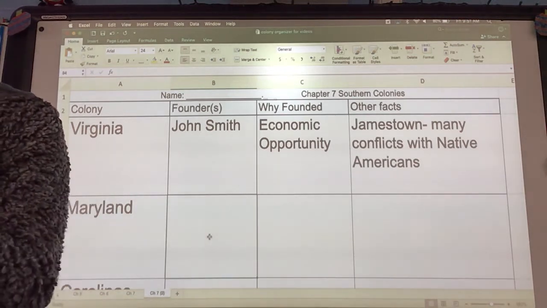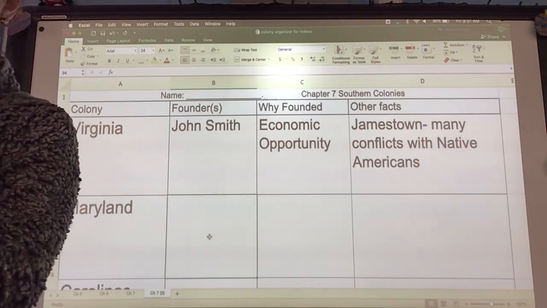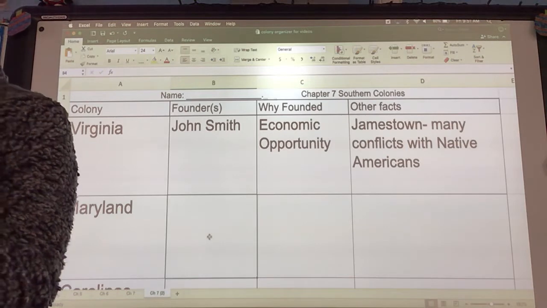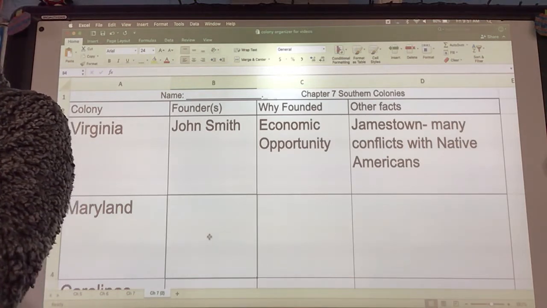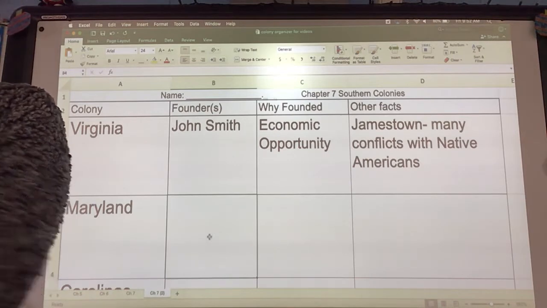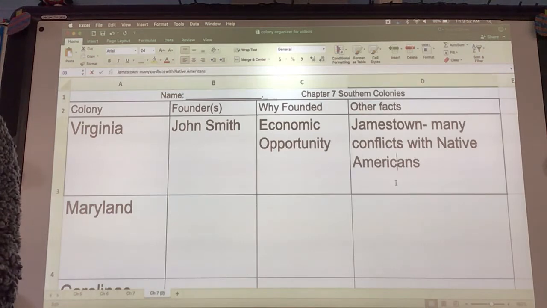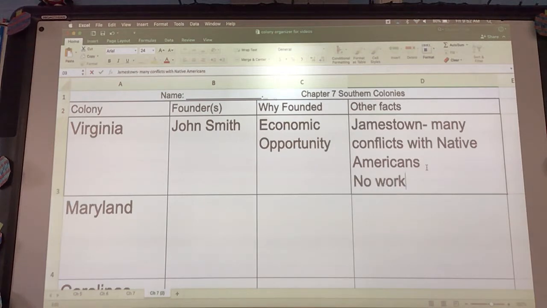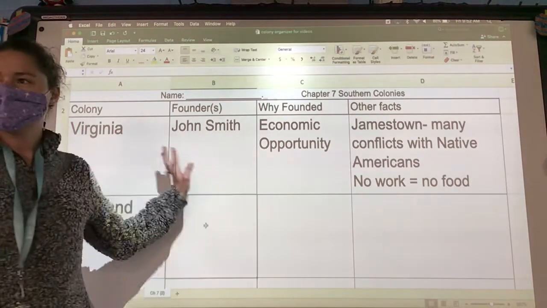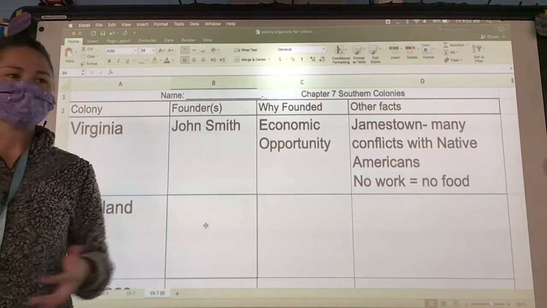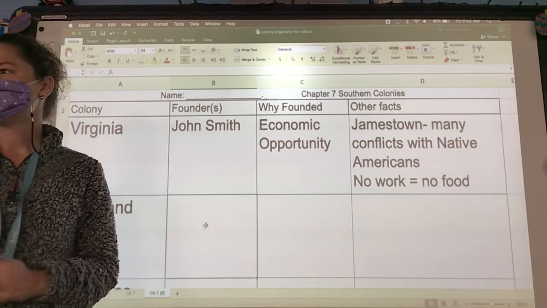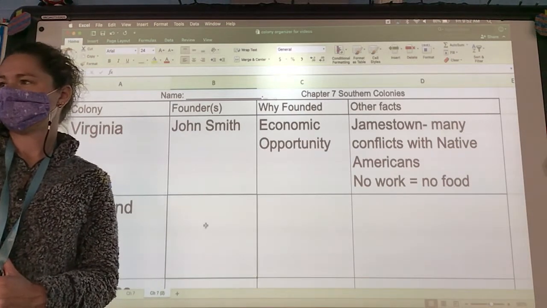Oh, there's one more thing we need to talk about. John Smith made a rule. What was his rule? Because Jamestown was one of those where they came and people were gone and not working and dying. He made the rule, no work, no eat. No work equals no food. So you had to work or you didn't get to eat. If you didn't help with providing things, growing things, or whatever it was the colony needed, then you were going to have to leave.